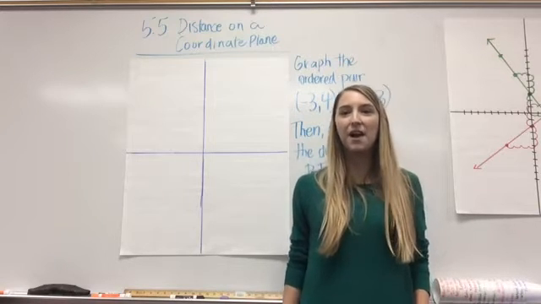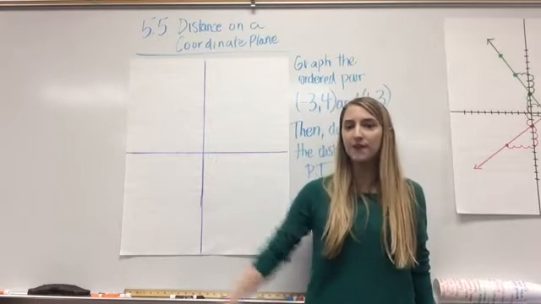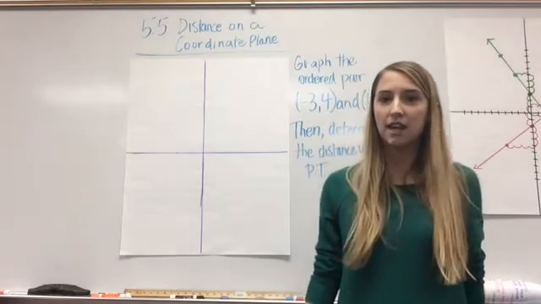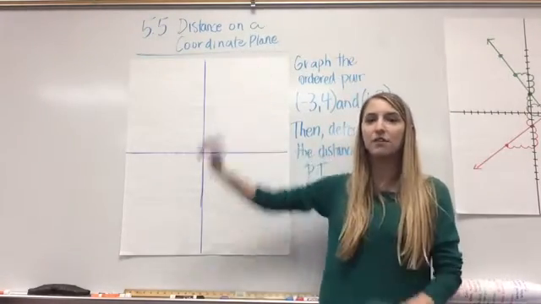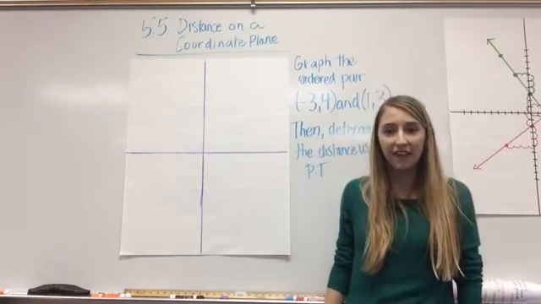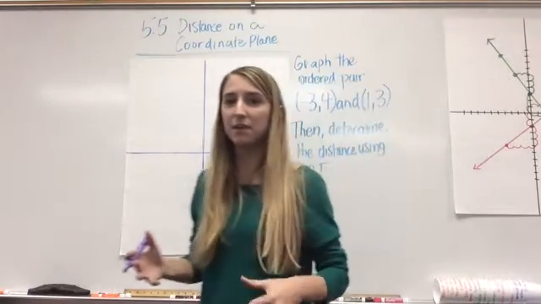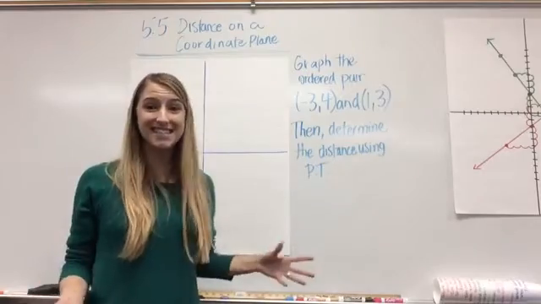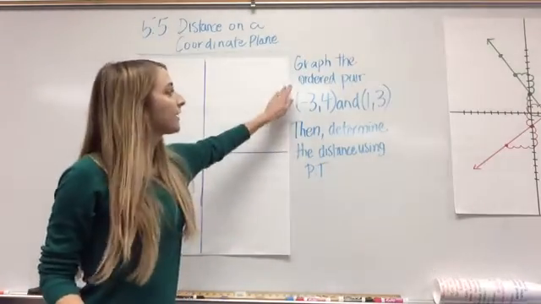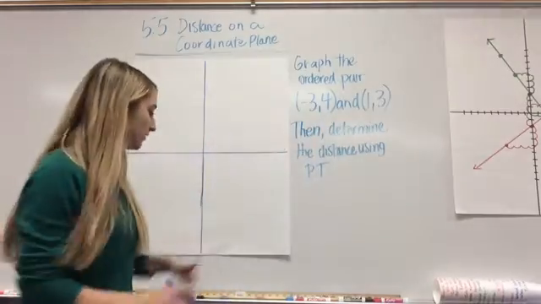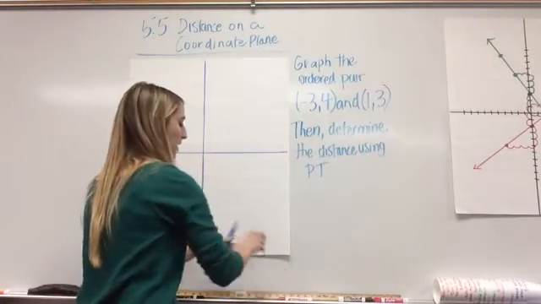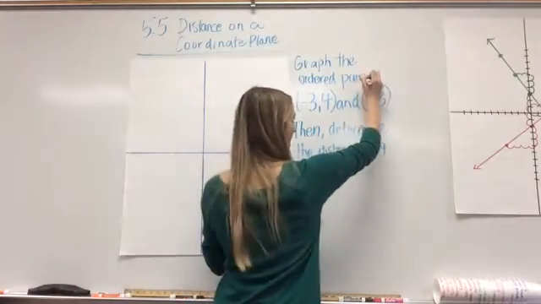Okay, hello. This is 5.5, distance on a coordinate plane. Make sure you title your composition book the title that I have on the board. So we're doing exactly what the title gives away. We're finding the distance on a coordinate plane when we're given a set of ordered pairs. So this should say graph the ordered pairs, plural.